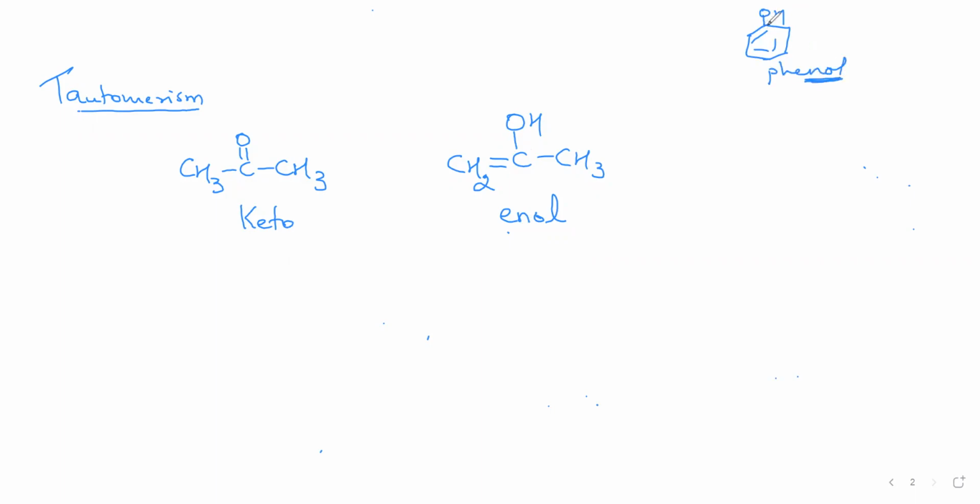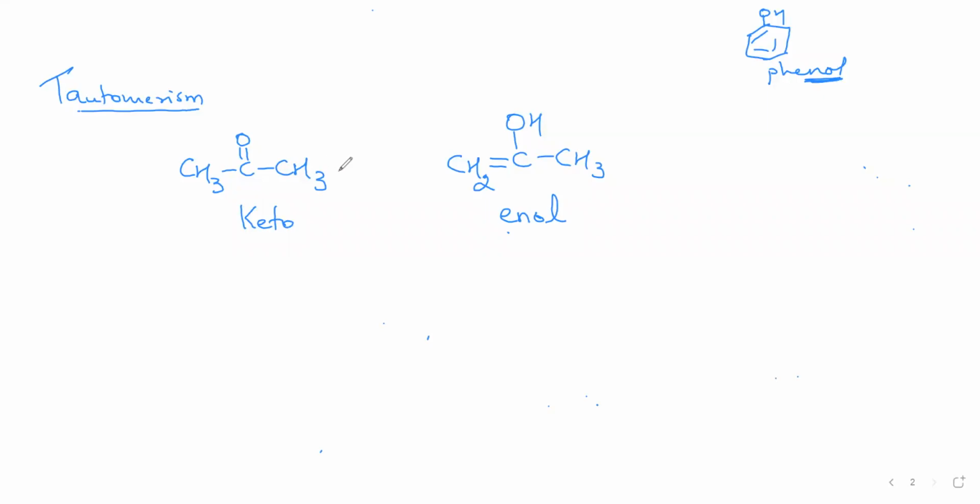Enol. It's an enol, okay? Because the OH group is directly bonded to a carbon having a double bond. Now these two compounds, can I say they have the same molecular formula? Both are C3H6O. Molecular formula same, but they have different functional groups. Now what is so special about this?